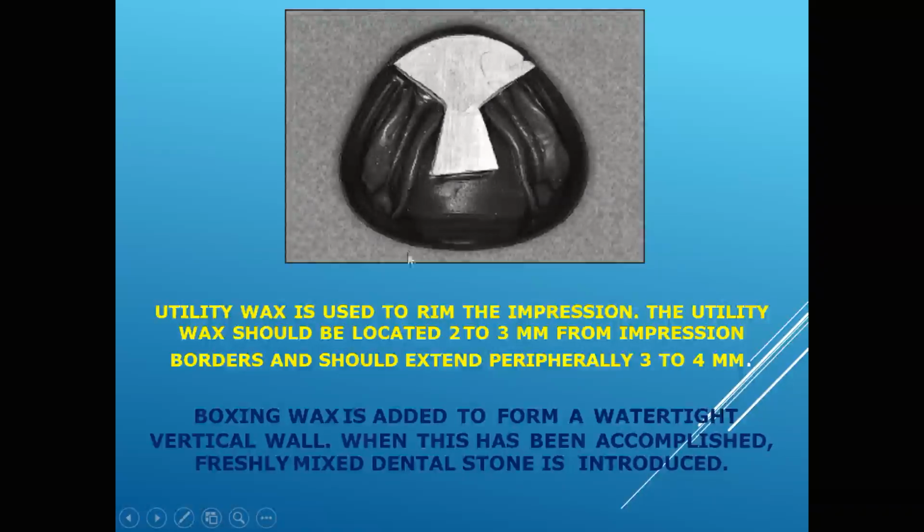Now, boxing wax is added. As you can see, we box it. It is added to form a watertight vertical wall. When this has been accomplished, freshly mixed dental stone is introduced. So when you pour the stone inside, you will get a good cast.